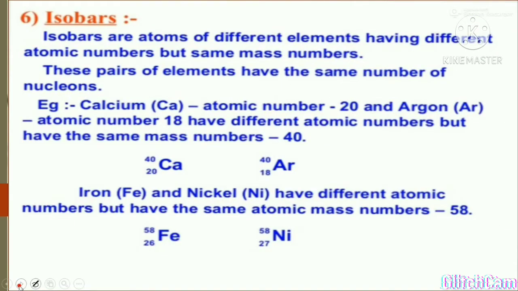Okay, then the next topic, and this is the last topic of this chapter, isobars. Again Dalton gave a postulate, and in that postulate Dalton said that the atoms of different elements are different. But what do isobars say? Isobars are atoms of different elements having different atomic number but the same mass number. These pairs of elements have the same number of nucleons.